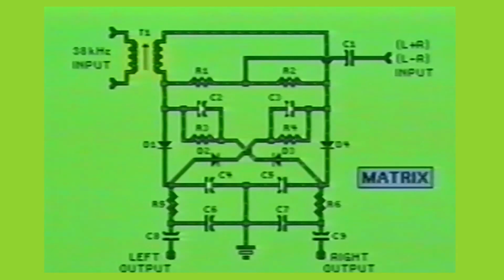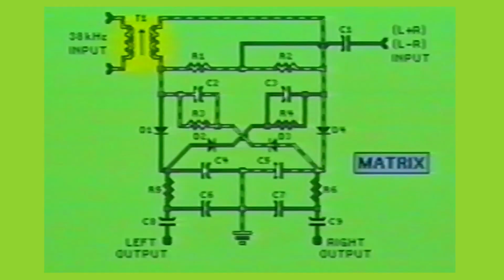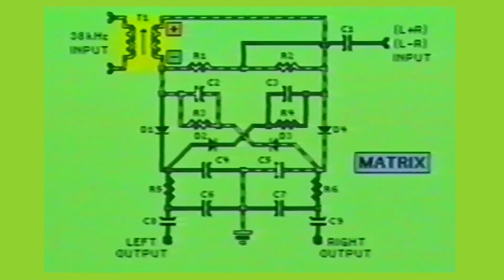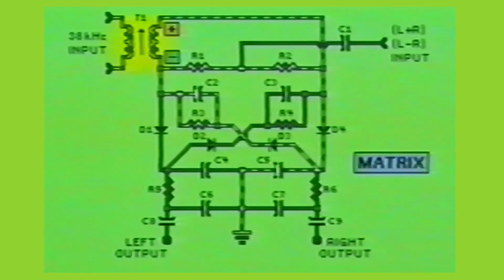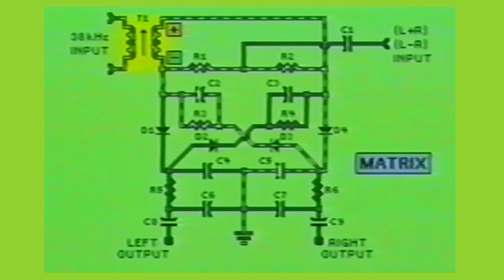On the first half cycle of the 38 kHz signal, where the top of the secondary of T1 is positive and the bottom portion of the coil is negative, current will flow from the bottom portion of the coil to the C2R3 junction, through resistor R3, thus charging capacitor C2, and through diode D3 and diode D4, back into the top of the secondary of T1. Notice, capacitor C5 charged when both diodes D3 and D4 were conducting current.